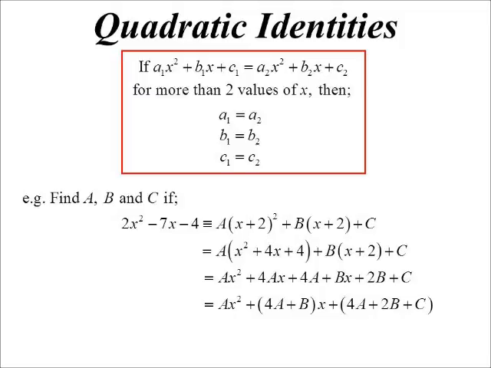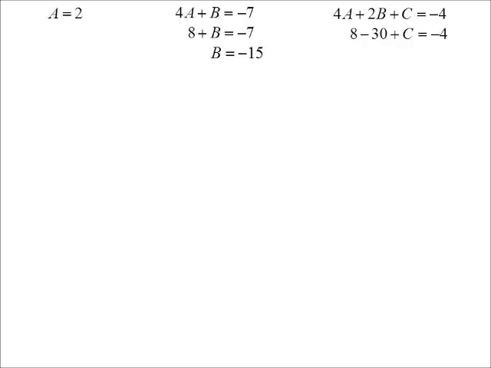From there I can now say, well, a must be 2. The coefficient of x squared must equal the coefficient of x squared. 4a plus b must equal negative 7. The coefficient of x must equal the coefficient of x. But we've already just worked out that a is 2, so we can work out b. And b then becomes minus 15. And then we can say, 4a plus 2b plus c must be negative 4. The constant number must equal the constant number. But we now know what a and b are, so we can work out c.